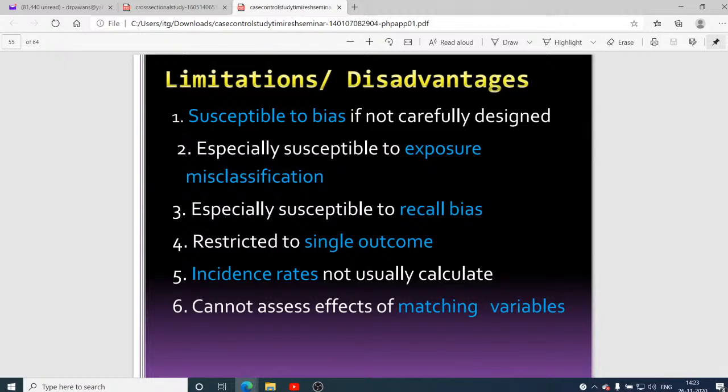Now, the disadvantages or limitations of a case control study are: there are susceptible biases if not carefully designed. The study is especially susceptible to exposure misclassification, especially susceptible to recall bias, restricted to a single outcome, incidence rates are not usually calculated, and it cannot assess the effects of matching variables.